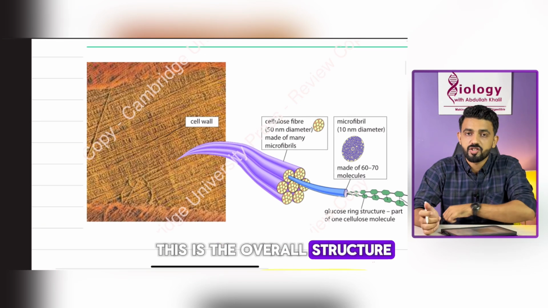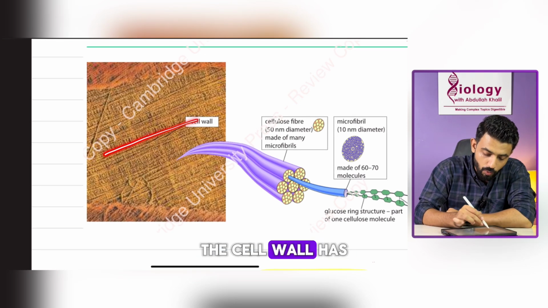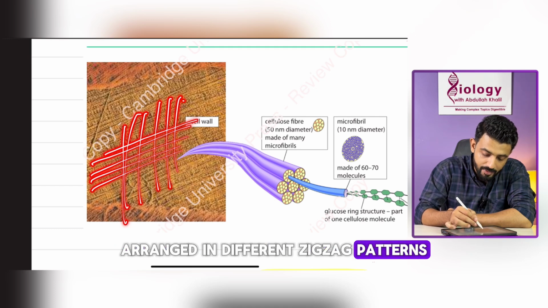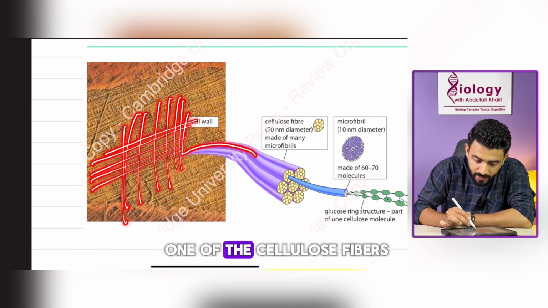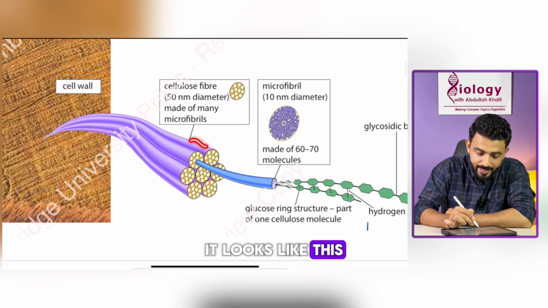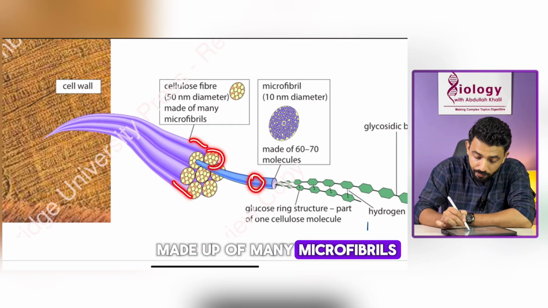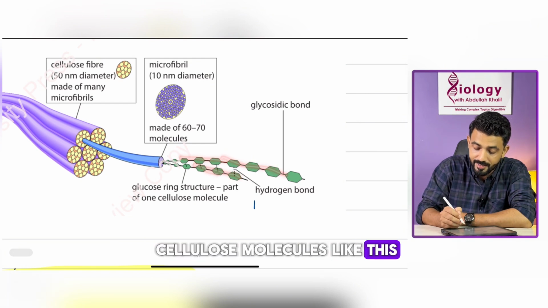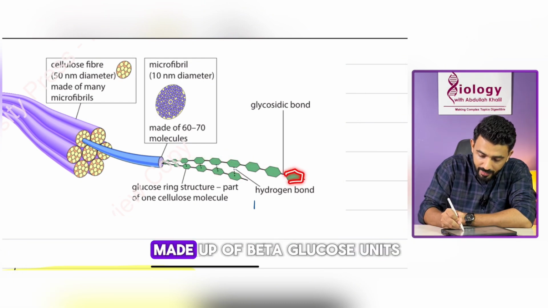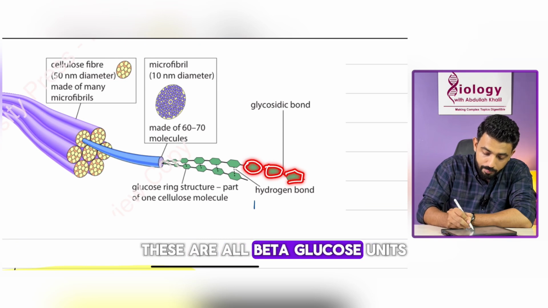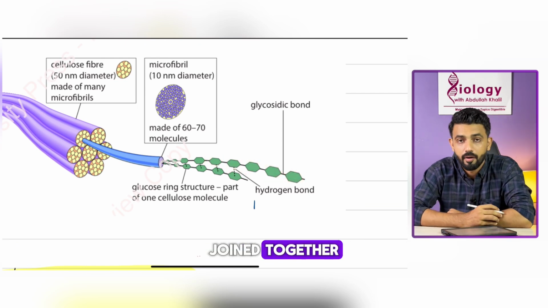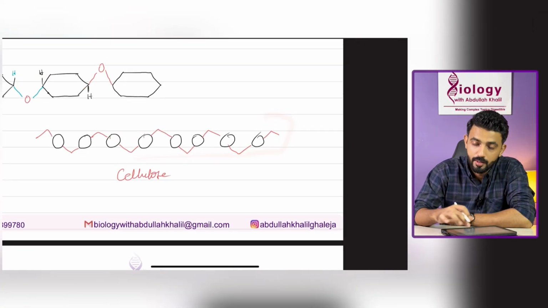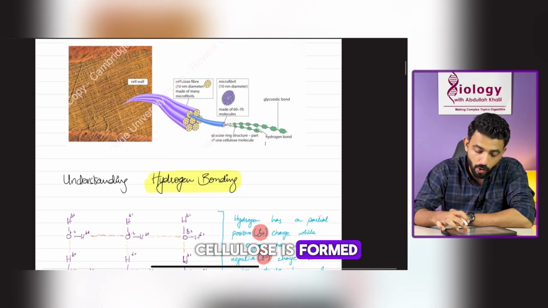This is the overall structure, how the cell wall would look like. This cell wall has many cellulose fibers arranged in different zigzag patterns. If you take out one of the cellulose fibers, it looks like this, made up of many microfibrils, and each microfibril has cellulose molecules like this. Each cellulose molecule is made up of beta glucose units. These are all beta glucose units joined together by the bond that we have discussed here. So this is how the cellulose is formed.